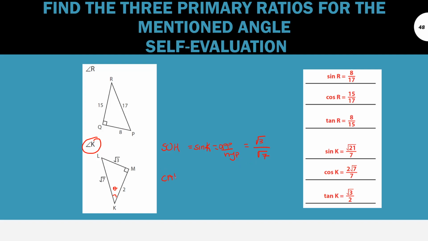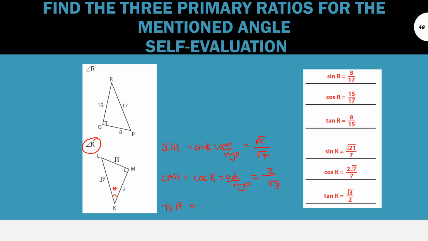We've got CAH, and that means cos of angle K equals adjacent over hypotenuse. So our adjacent is 2 and our hypotenuse is root 7. And last but not least, we've got TOA.